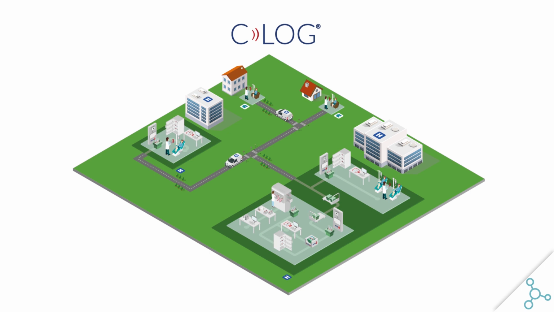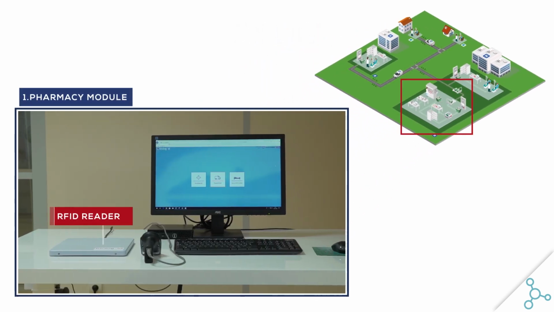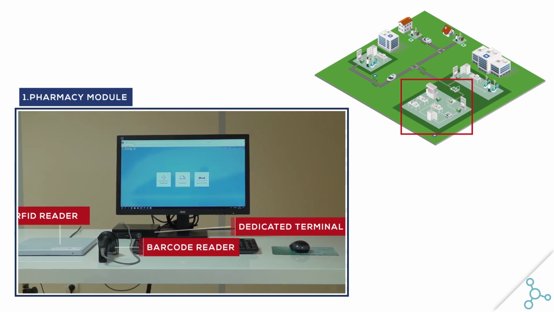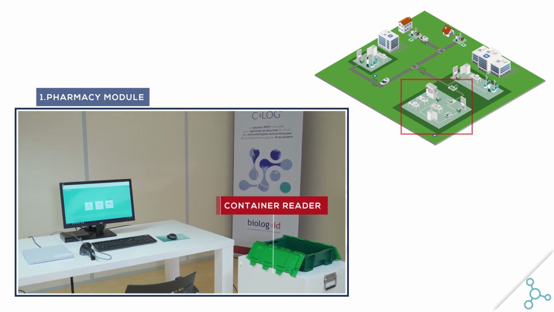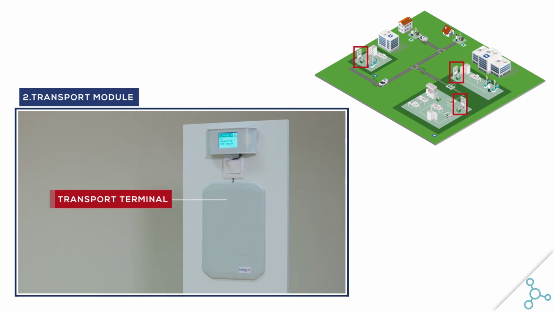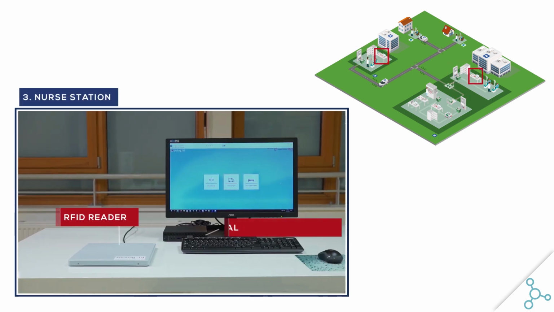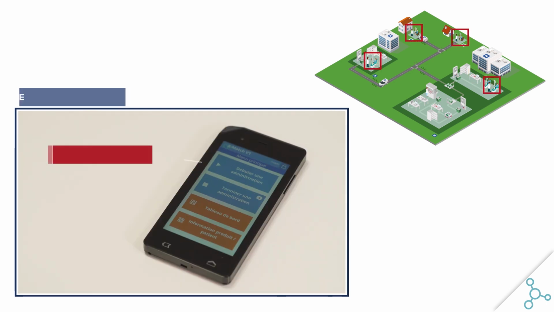C-Log is organized into 4 modules. The pharmacy module, the transportation module, the nurse station module, and the administration module with the X-Match application.